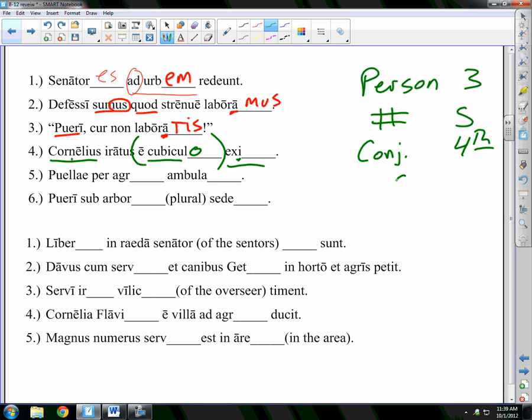Third person and singular. Let's put my O-S-T, mus, tis, and unt. If I've said that it's third person, I can eliminate the first and the second. So that leaves me with 2 possibilities. When I establish that it's singular, I can get rid of the NT, and that only leaves me with a T.